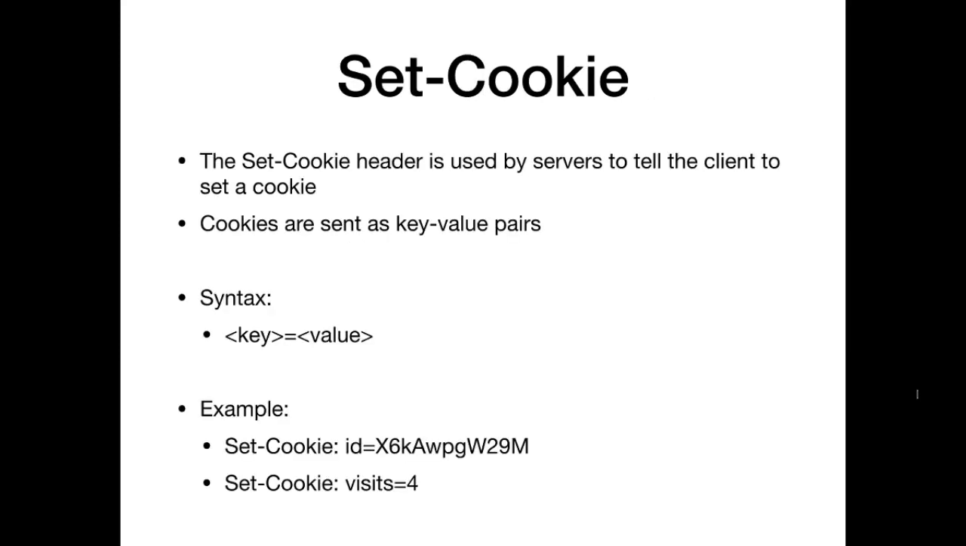So the Set-Cookie header: we're going to give a cookie as a key value pair. We're going to set a cookie with a Set-Cookie header, and we can have multiple cookies in a single response. We set a cookie using key value pairs with the equal sign. So I'm setting a cookie named ID with the value of this mess, and now the user's browser is going to set that cookie in their browser.